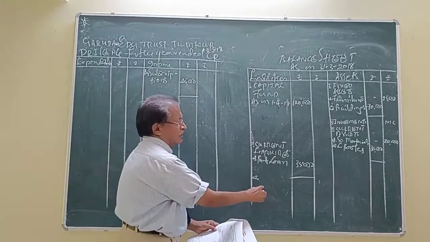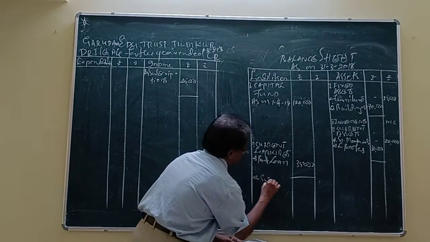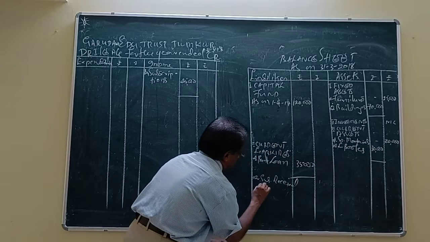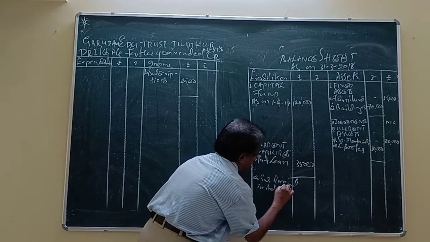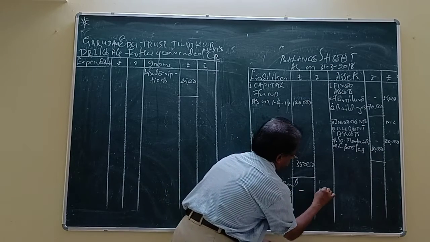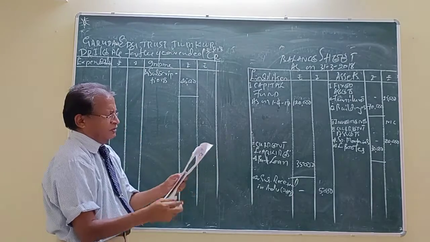It will be shown in the balance sheet on the liability side under the heading current liabilities. Subscription received in advance, in bracket 2019, rupees 5,000. Entrance fees 8,000.